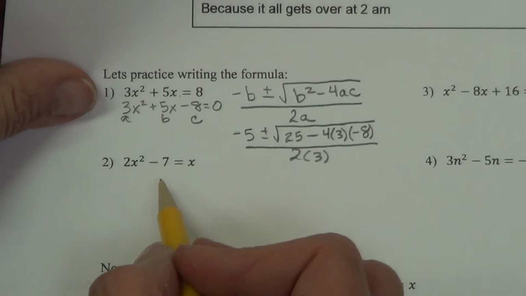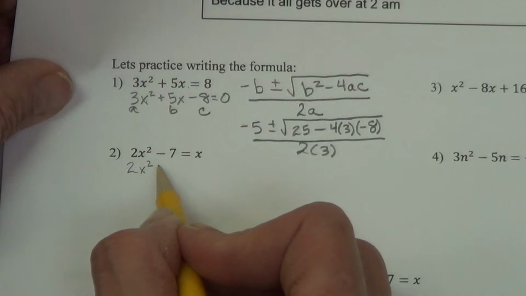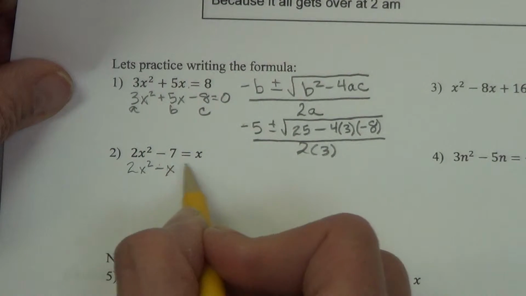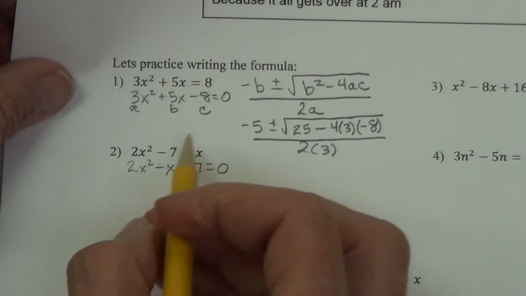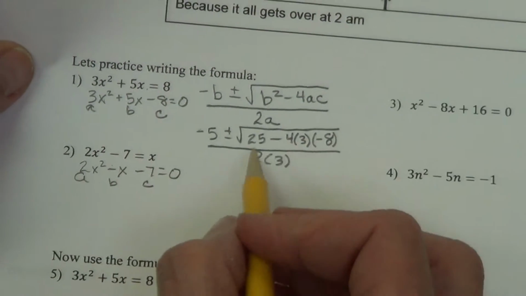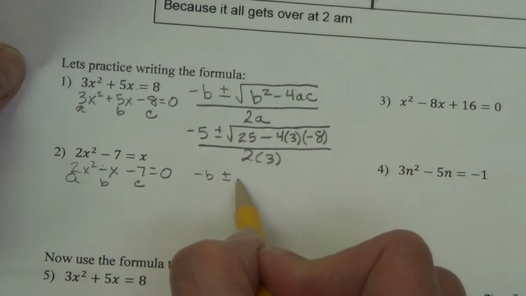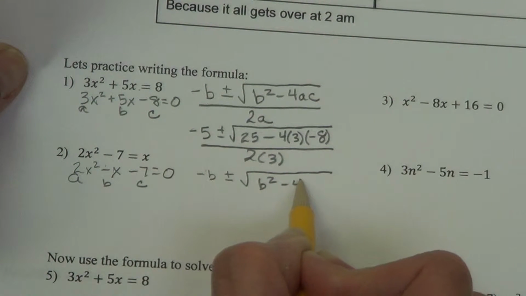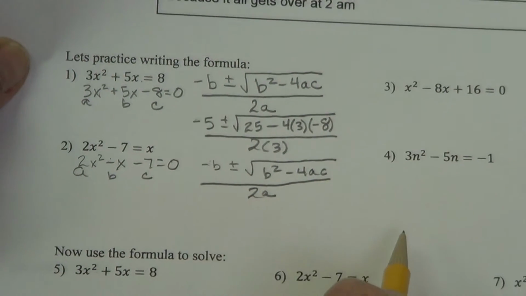Try to make this one a little more roomy so that you can see it. We convert this to standard, 2x squared minus x, would subtract x from each side, minus 7 equals 0. Here's our a, our b, and our c values. Our formula, again, a negative boy could not decide whether or not to go to a radical party, b squared, without 4 awesome chicks, because it all gets over at 2 a.m.